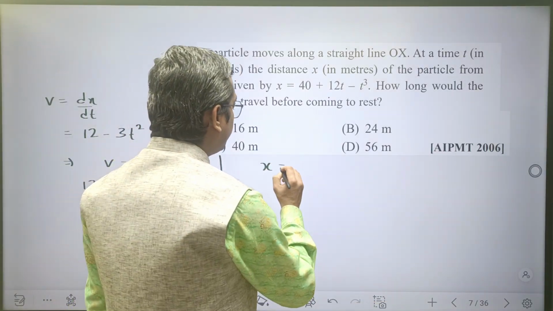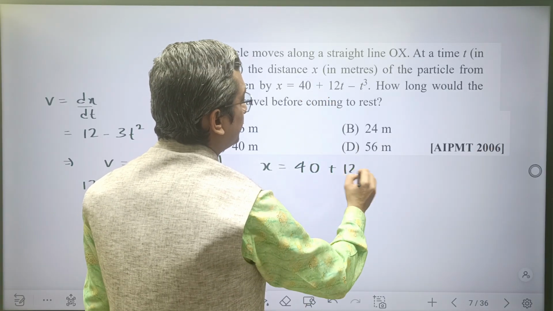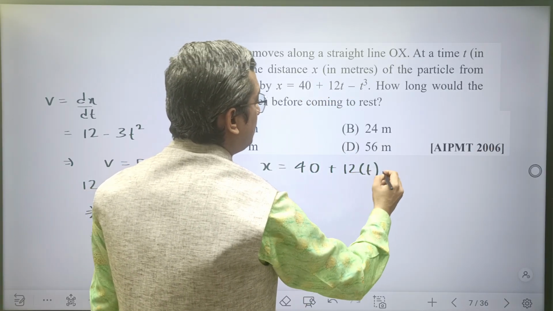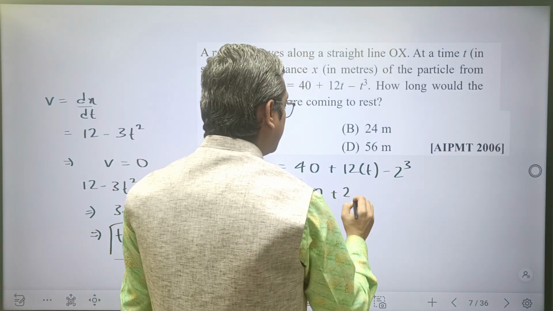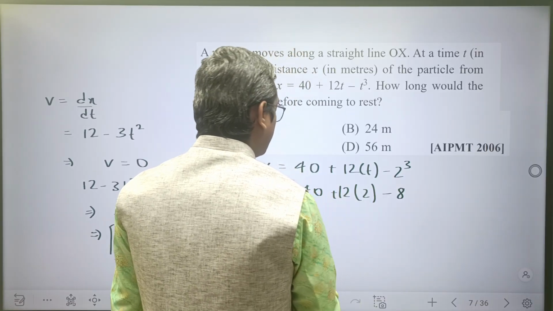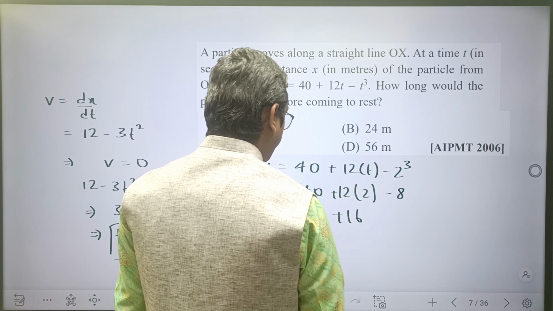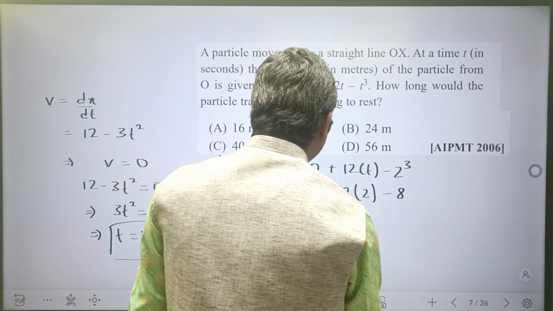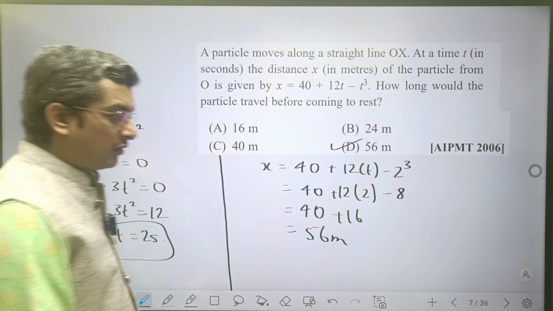So what we do, we just put t is equal to 2 in the given expression, 12t minus 2 cube. So this will be given by 40 plus 12 into 2 minus 8. So this will be 40 plus 24. This is 40 plus 16, and this is 56 meters. So this is the answer, isn't it? So that's all. Next.